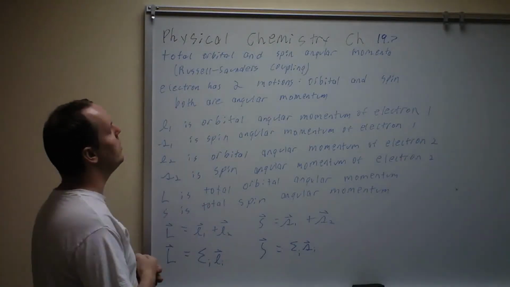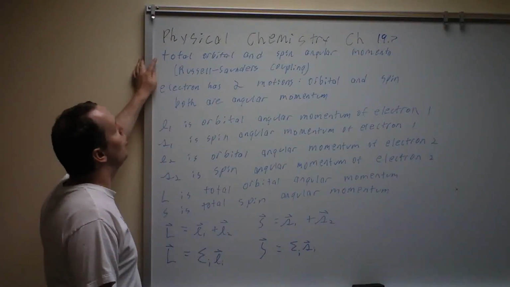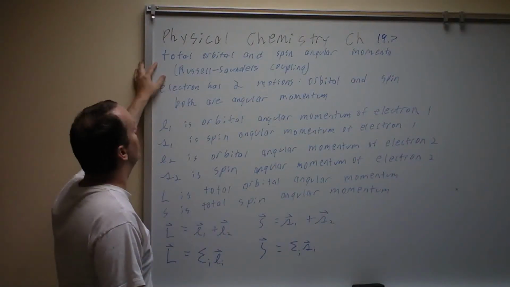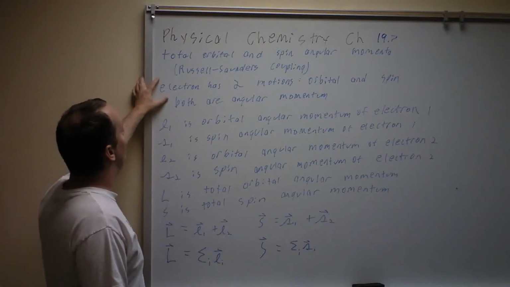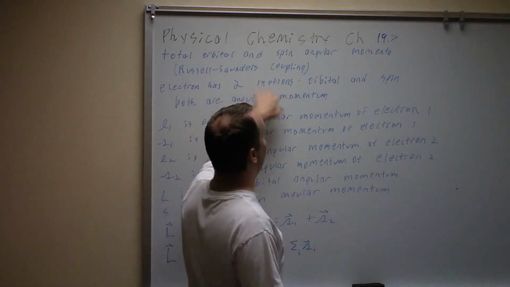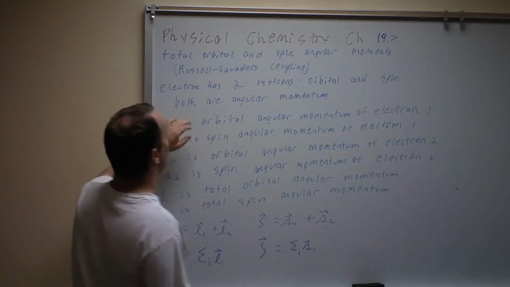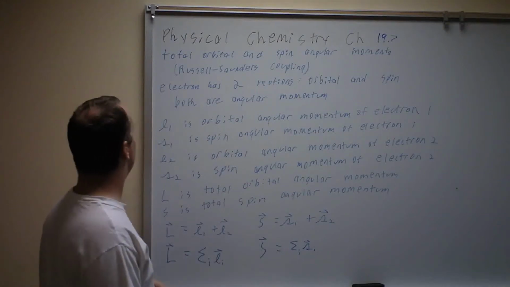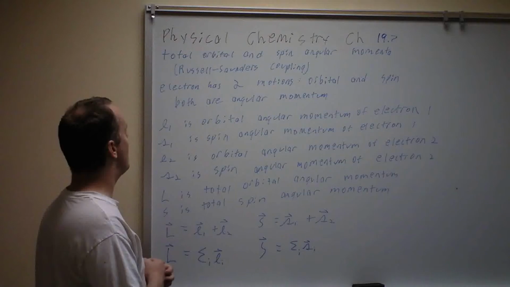Continuing on physical chemistry, chapter 19, we're in section 7 now. We're going to talk about the total orbital and spin angular momenta and Russell-Saunders coupling. Now, an electron, hopefully you noticed by now, has two motions inside of an atom. It has the orbital and the spin. Both of these are types of angular momentum. We mentioned that before when we introduced angular momentum.